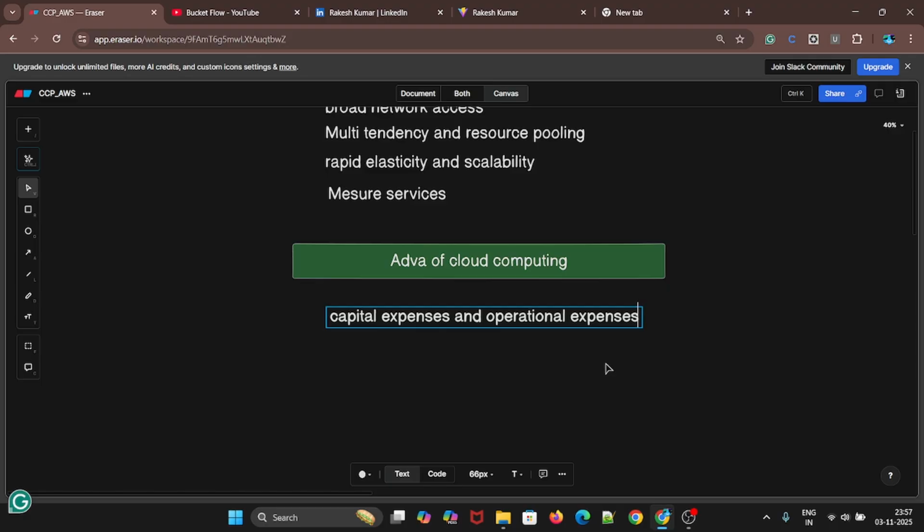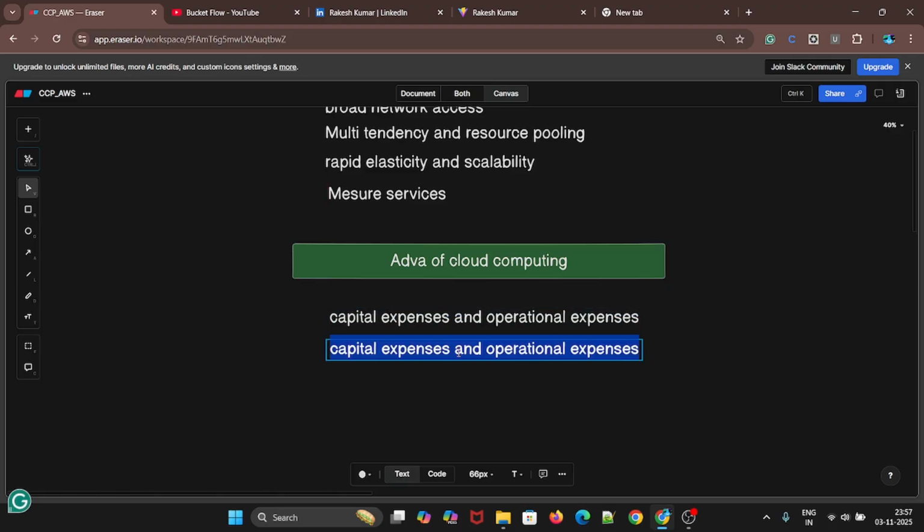Okay, and the second advantage is, as you go, if you use more and more AWS resources, you will get large discounts, up to 70% discount on your total billing. So that's one advantage of using it.